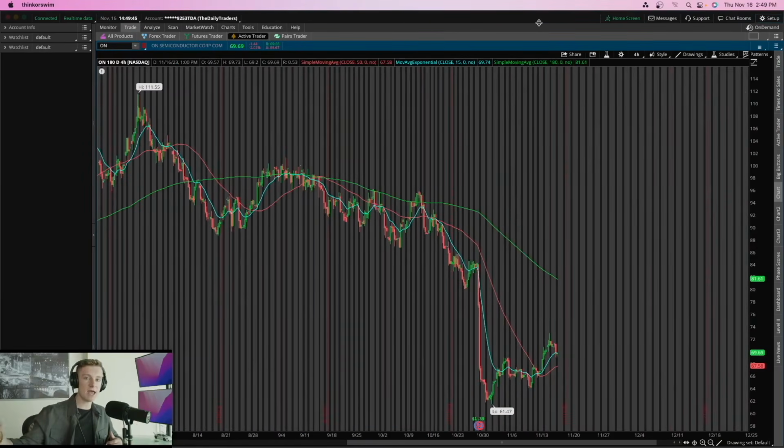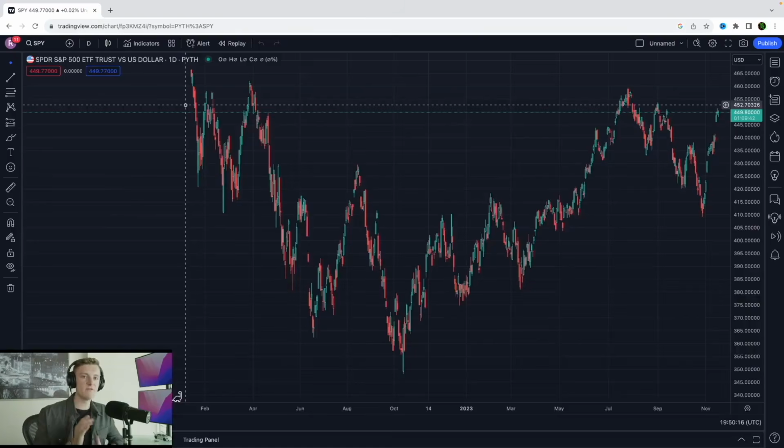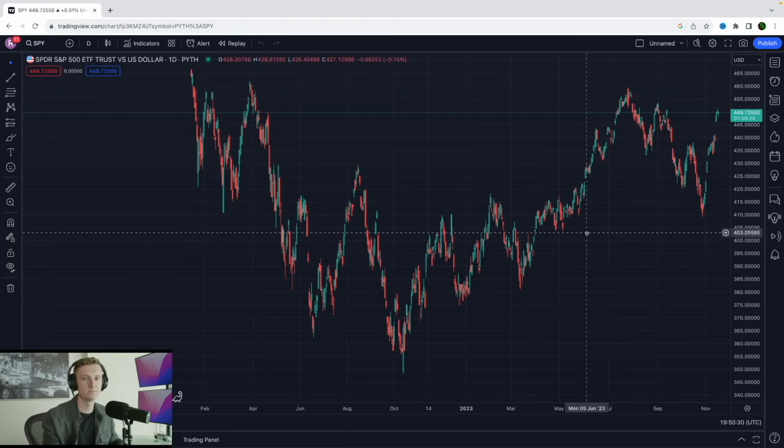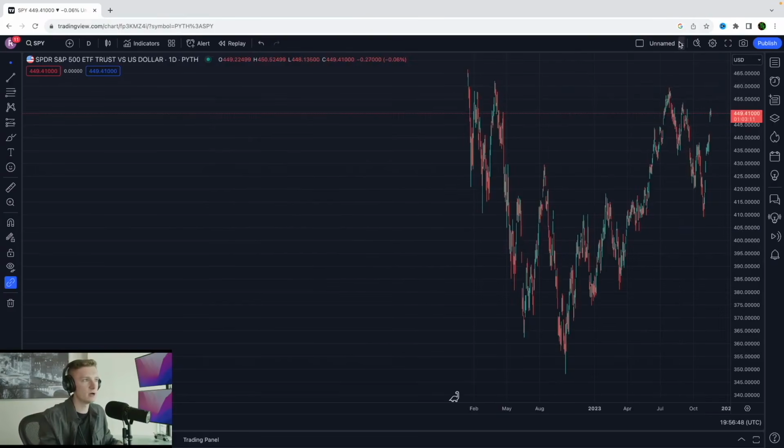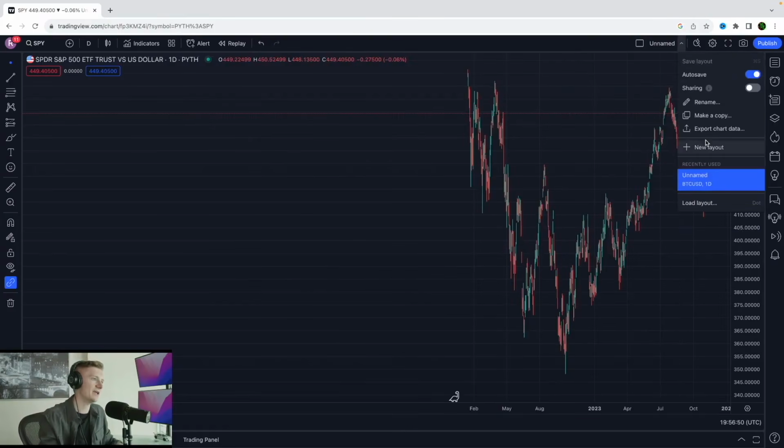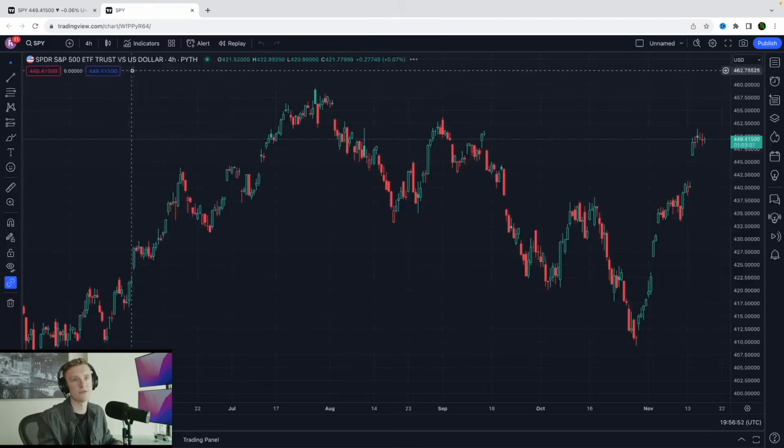So now let's head over to TradingView. If you're going to be trading on TradingView, I need you to follow the next steps so we can make sure that your TradingView is set up just as my ThinkorSwim is set up. Then you're going to have no issue following along in the curriculum. So go up to this little toggle right here, hit new layout. I just want to make sure we're all on the same page.